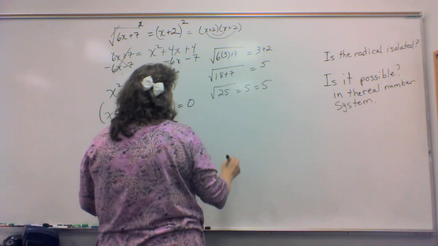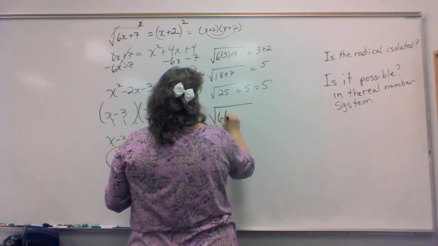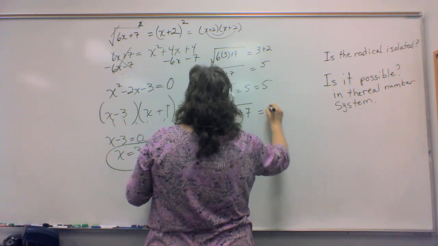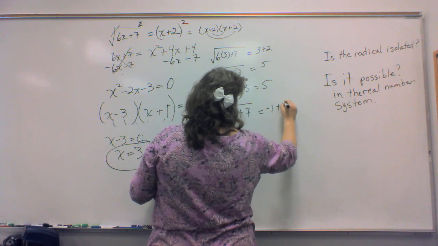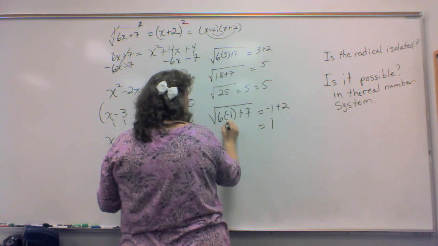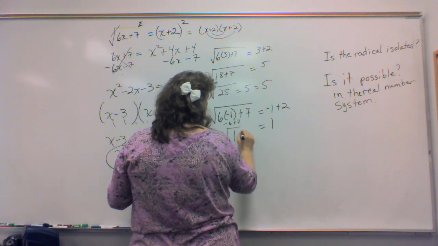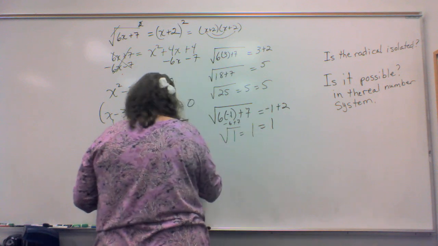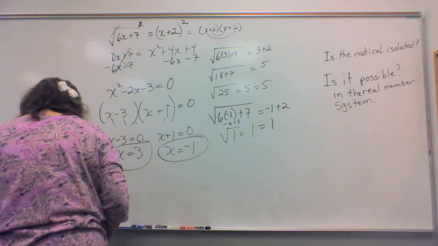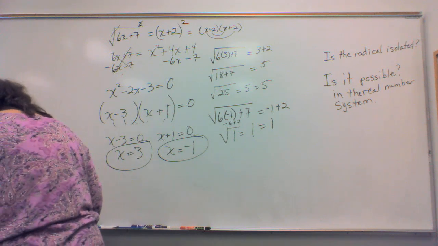Now let's try the negative 1. 6 times negative 1 plus 7. Does that equal negative 1 plus 2? Well, negative 1 plus 2 is 1. Negative 6 plus 7 is 1. So the square root of 1, that does equal 1. So 1 equals 1. That one is also valid. You see how you have to check both of them to see if they're valid.